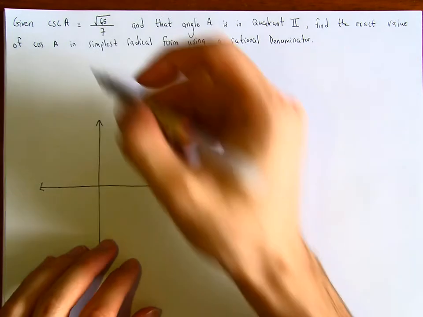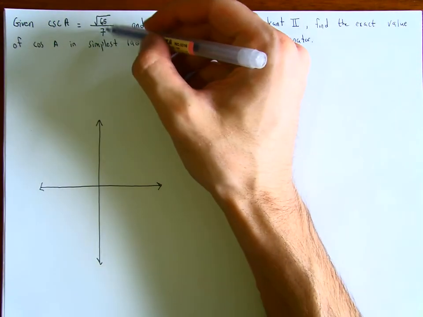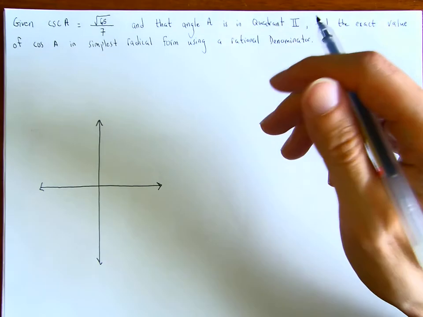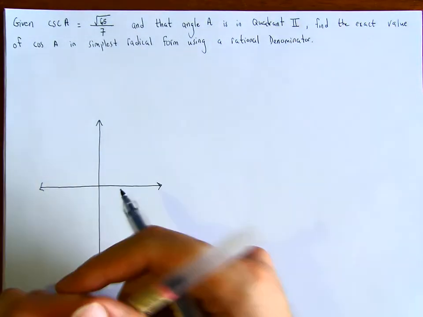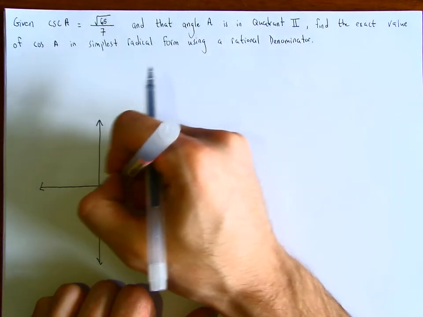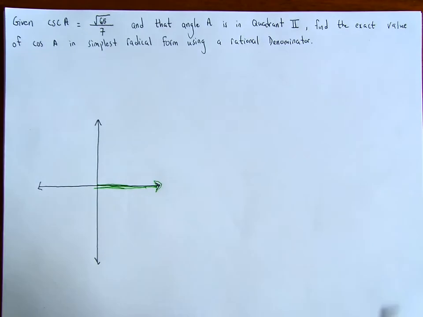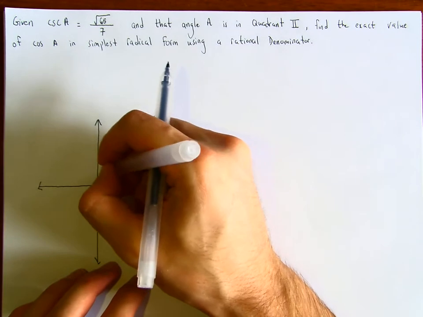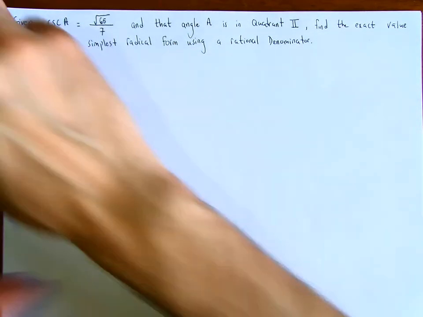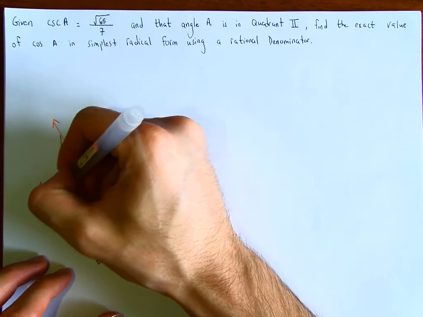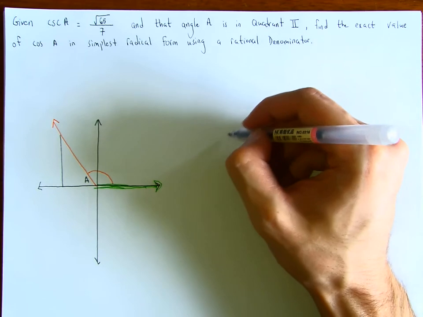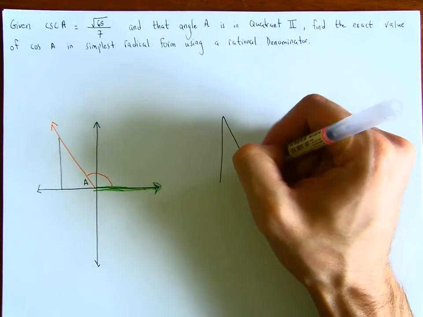Here, it says given cosecant of A is square root of 65 over 7, and that angle A terminates in quadrant 2. So notice that we start over here. This is our start, the initial ray, and we're going to rotate to the second quadrant. So we rotate somewhere here, and this is the angle. Now we create our triangle, and we know that this is angle A. So let's say I made another triangle just so we could see the reference.